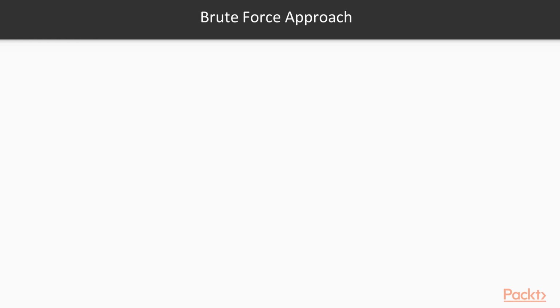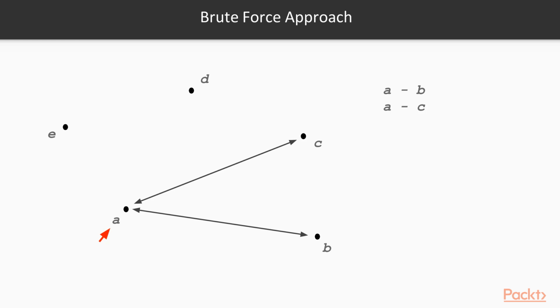We can solve the closest pair problem by using a brute force approach. Let's pick an example to demonstrate this. In a brute force approach, we would start from a point, in this example, point A, and we calculate the distance between A and the next point B. Then we do A to C, A to D, and A to E.